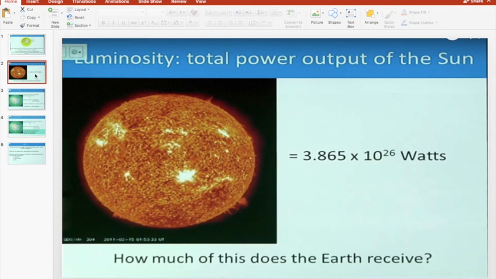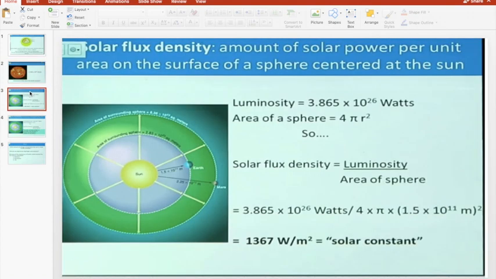Now let's compare with our daily uses. Suppose you have 10 bulbs of 100 watts. Right now we are using 10 to 20 watt bulbs, CFL bulbs, LED bulbs and all. So think of it, it's very large, right? Now how much of this does the earth receive? This much watt is generated from the sun, but we know our earth is 150 million kilometers away from the sun. So the luminosity remains the same, but the solar flux density will change. Is this clear or not?